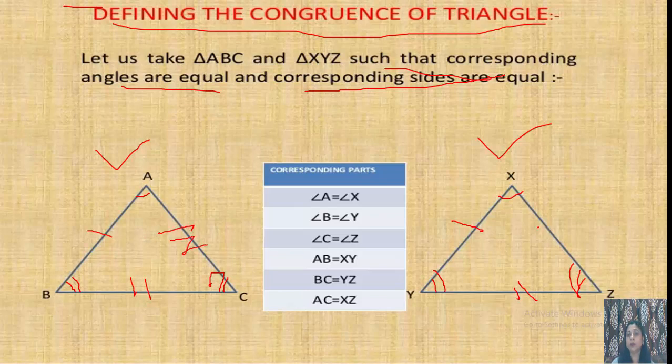equal to ZX or XZ. These two triangles in which the corresponding angles and the corresponding sides are equal are known as congruent triangles. And if we keep one triangle over the other, they will superimpose each other. That means एक के ऊपर दूसरा बिल्कुल fit हो जाएगा. So they are known as congruent triangles.